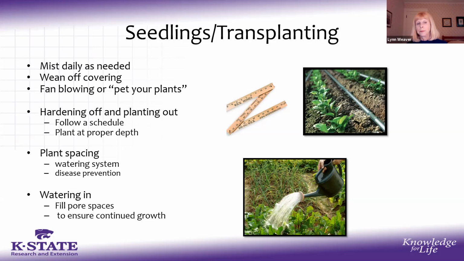When you plant them, you're going to plant them at the proper depth, which is the depth they were growing at in your container. You're going to space them according to what the seed package said, or according to your watering system if you have a drip system. It is a good idea to leave some distance between seedlings as disease prevention, because that allows for air circulation. And of course, anytime you plant something, you water it in to get that good soil root contact and to ensure continued growth.